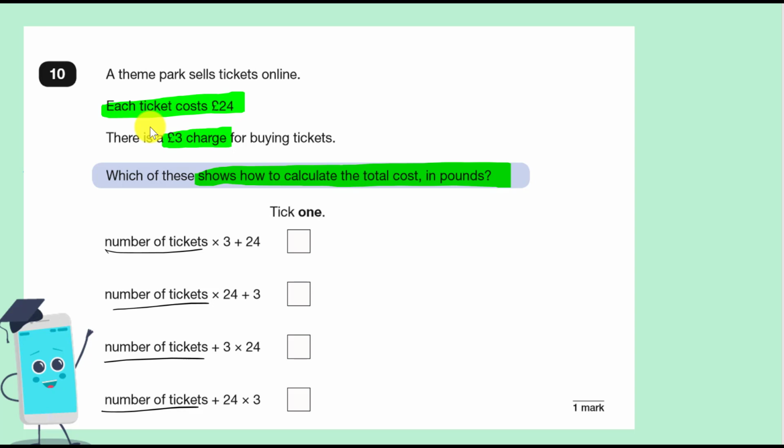So I'm just going to give myself an imaginary number of tickets. I'm going to say 10 people called up. Now, if each ticket cost £24, what would I need to do? Well, I would need to multiply. If each ticket cost 24, then 10 tickets is going to be 10 times 24.